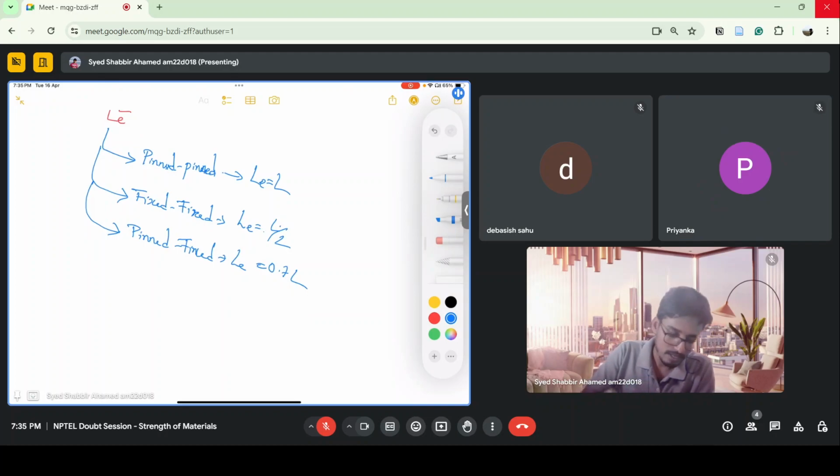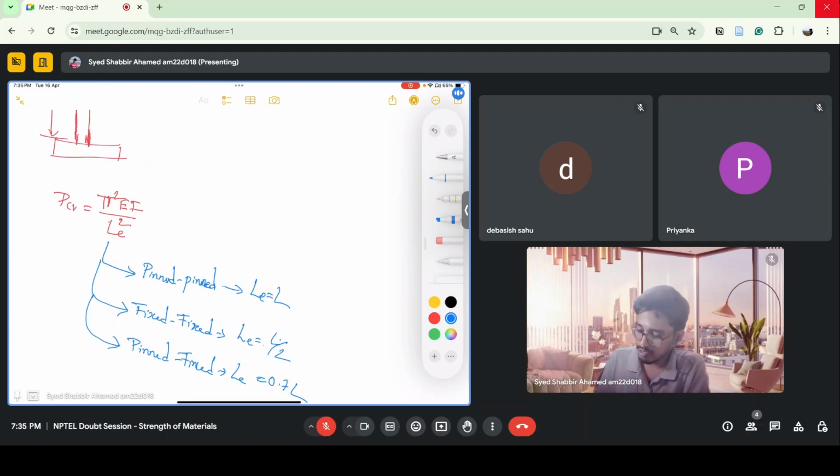So these are the things which we have learned. This is called the Euler buckling formula. We have seen the derivation and all. We have taken the deformed configuration, Euler buckling formula.